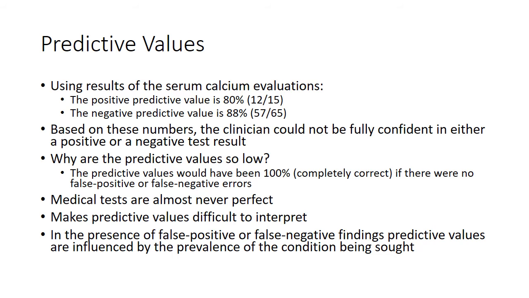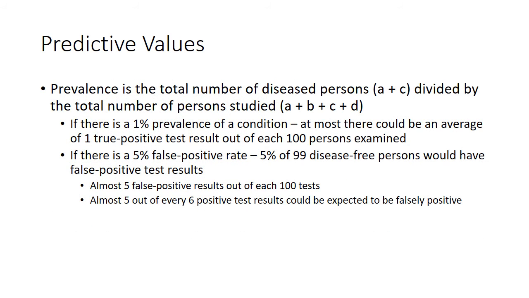One of the big things you need to know to help guide you when evaluating these predictive values is the prevalence of the condition being sought. Having an idea of what the prevalence of disease in the population is can have a very direct influence on being able to interpret these predictive values. So we mentioned prevalence is just the total number of diseased persons divided by the total number of people studied. So that A plus C, which is your true positives plus your false negatives, divided by the total number of people being studied, so A, B, C, and D together.